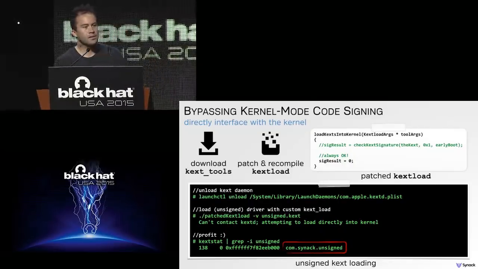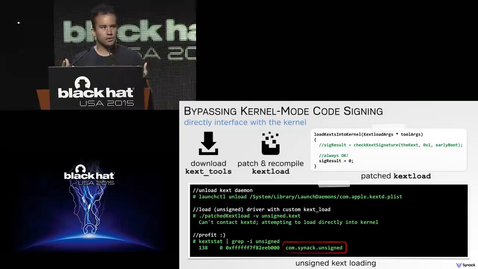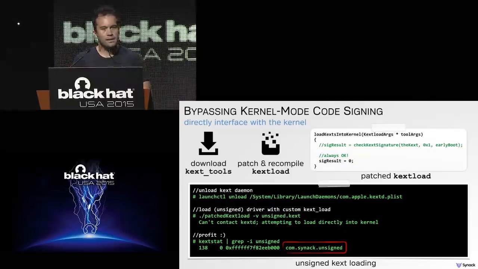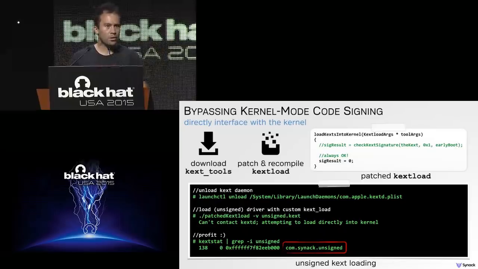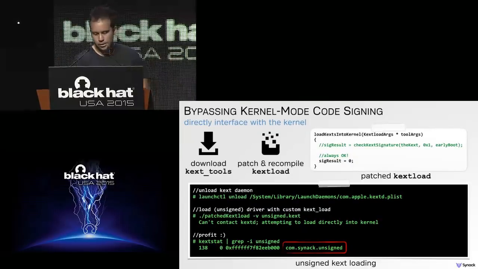I think the easiest way is there's this utility called kexload. Kexload basically talks to this daemon and loads a kernel extension after the daemon verifies the signature. If we just unload that kernel daemon, kexload will try to load the extension directly itself. Since it's an open source tool, we can download that tool, just comment out the signature check, and now we have this custom kernel extension loader that will load unsigned kernel extensions. Obviously, you could also directly talk to the syscall interfaces in the kernel, because those aren't doing any checks either, but Apple provides a nice utility that we can use. So again, trivial to load unsigned kernel extensions.